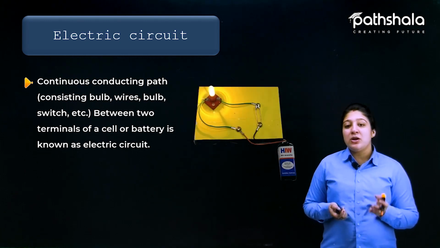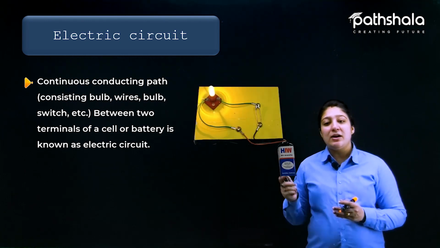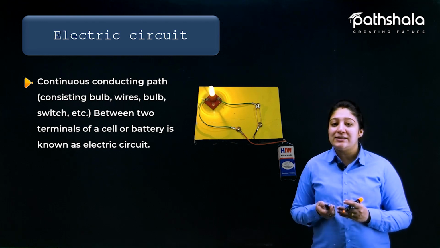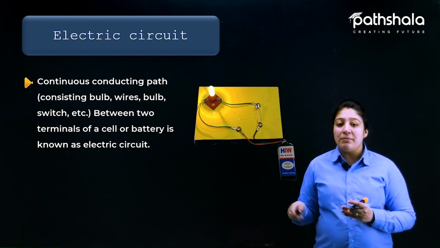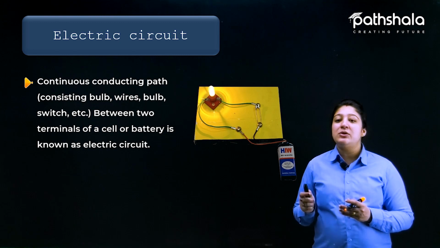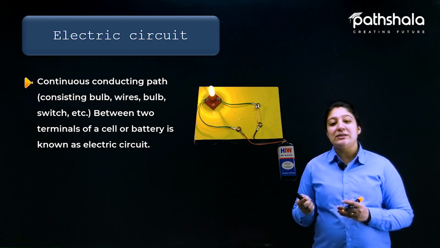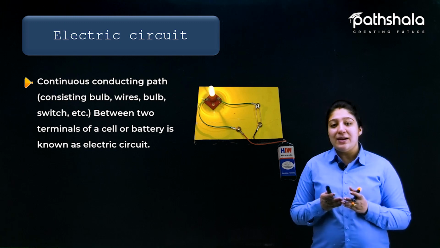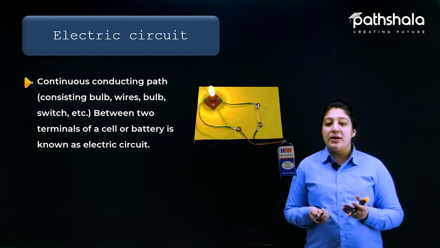So this is how you have seen what an electric circuit is. A bulb is there, wires are there, a cell is there. Now when there is a complete connection, that is when the switch is on, in that case the bulb will glow. So that is how the electric circuit is drawn, right?